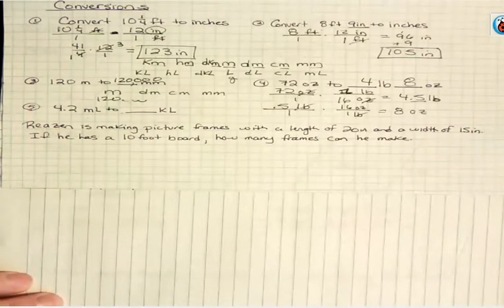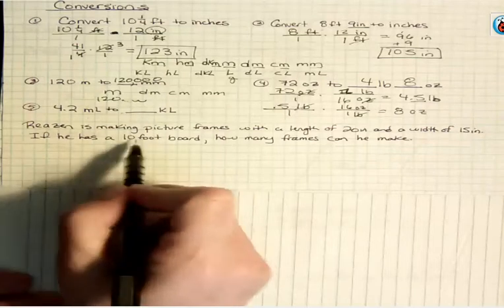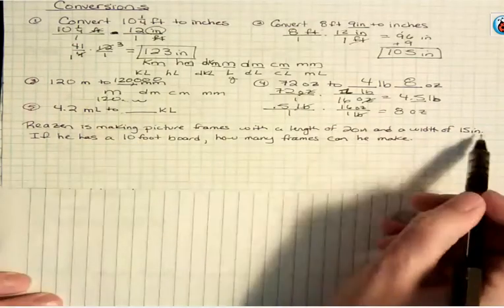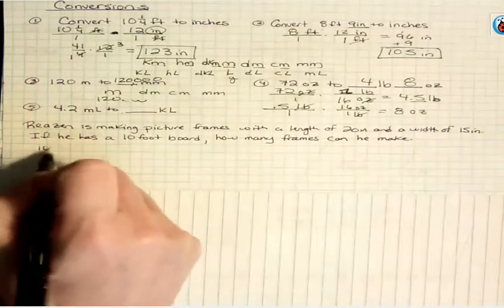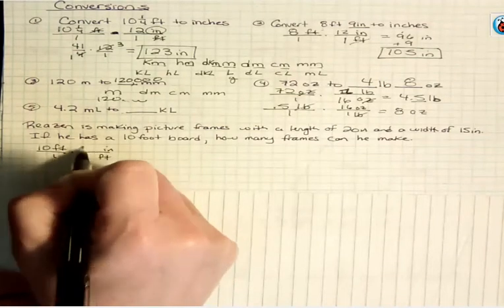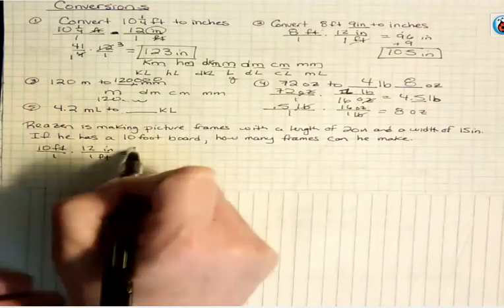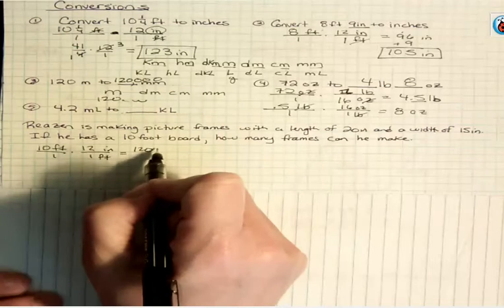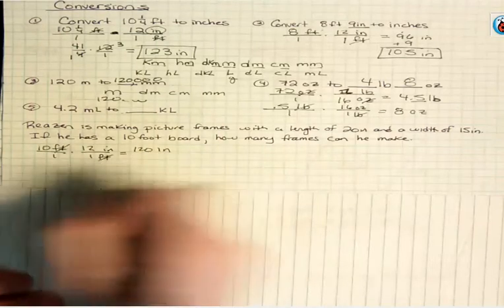Reason's making a picture frame with a length of 20 and a width of 15 inches. He has a 10-foot board. How many frames can he make? Okay, let's first of all see how his frames are in inches. So let's change 10 feet into inches. It's 12 inches for 1 foot, which is 120 inches, multiplying across.